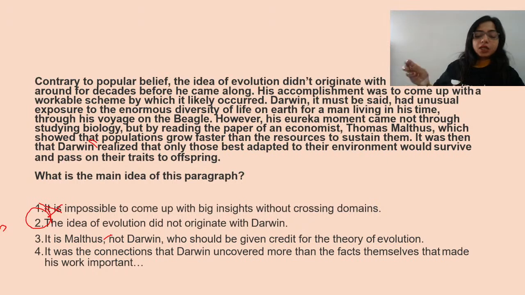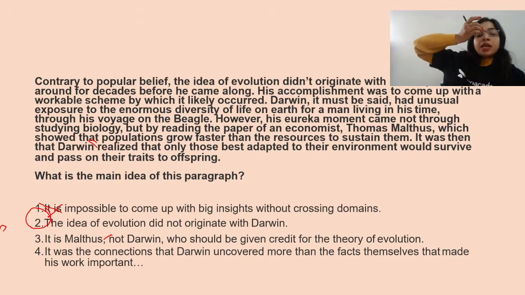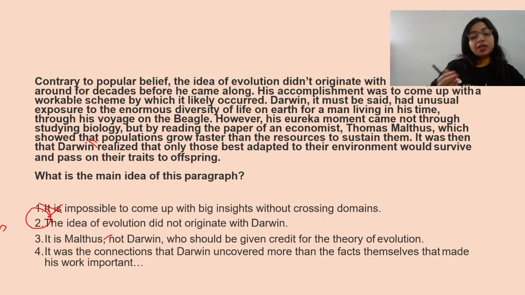Okay. Now comes C. What does C say? C says that it's Malthus, not Darwin, who should be given credit for the theory of evolution. No, we can't say this. Malthus had an economic concept. Darwin did not bring in this, but we cannot say that the credit should be given to Malthus. Darwin also had things to contribute.